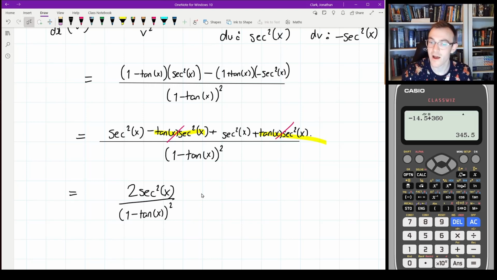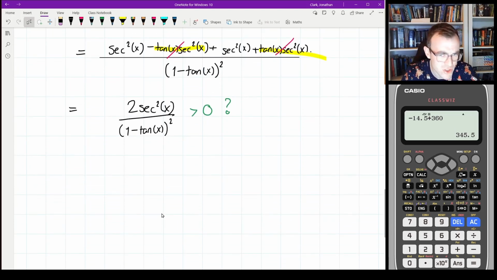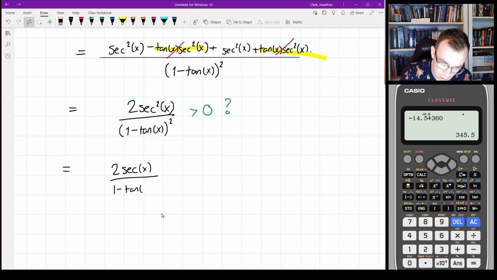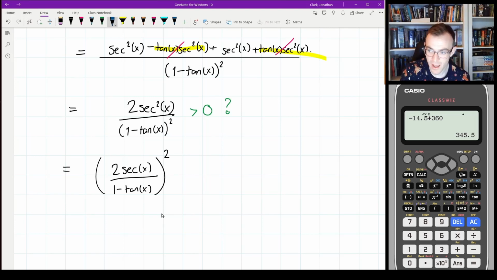Cool. And somehow now we've got to justify that that's always positive. I think the way to think about this is you've got a squared on the top and a squared on the bottom. You can write this as follows. It's 2 sec on the top, 1 minus tan on the bottom, but it's all being squared. And whenever you square something, whether it's negative or positive to start, once you square it, it's going to be a positive quantity.